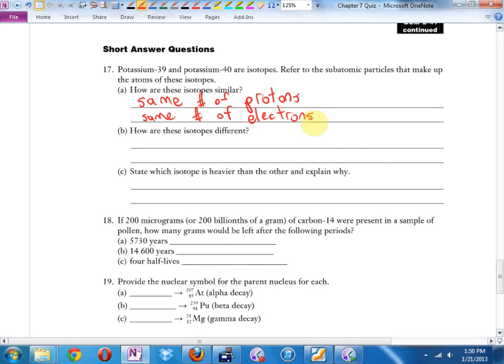How are they different? Sarah, what do they have different of? Number of neutrons. Okay? In fact, I can tell you which one's heavier. Which one is heavier, potassium 39 or potassium 40? Potassium 40. Why is it heavier by exactly 1? One extra neutron.